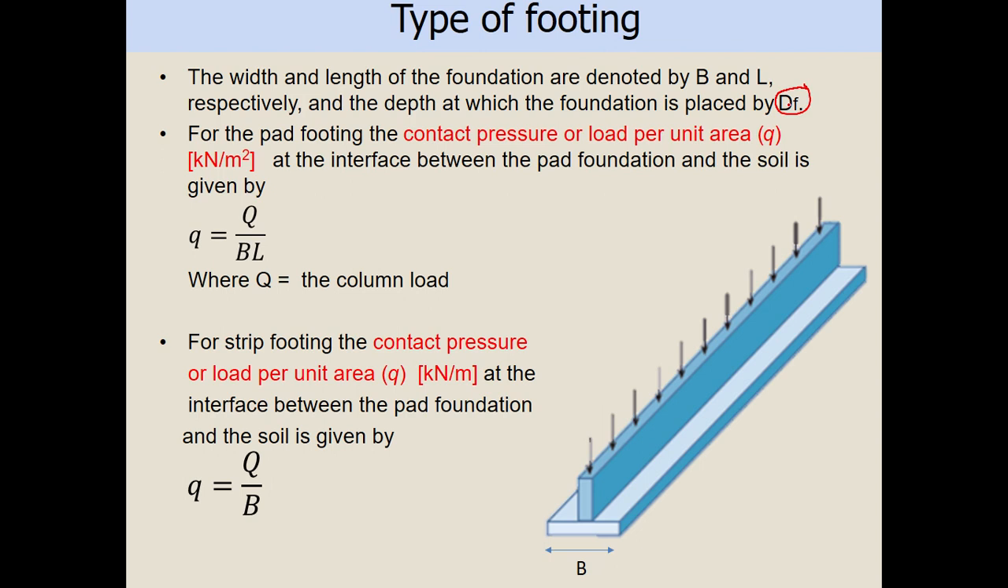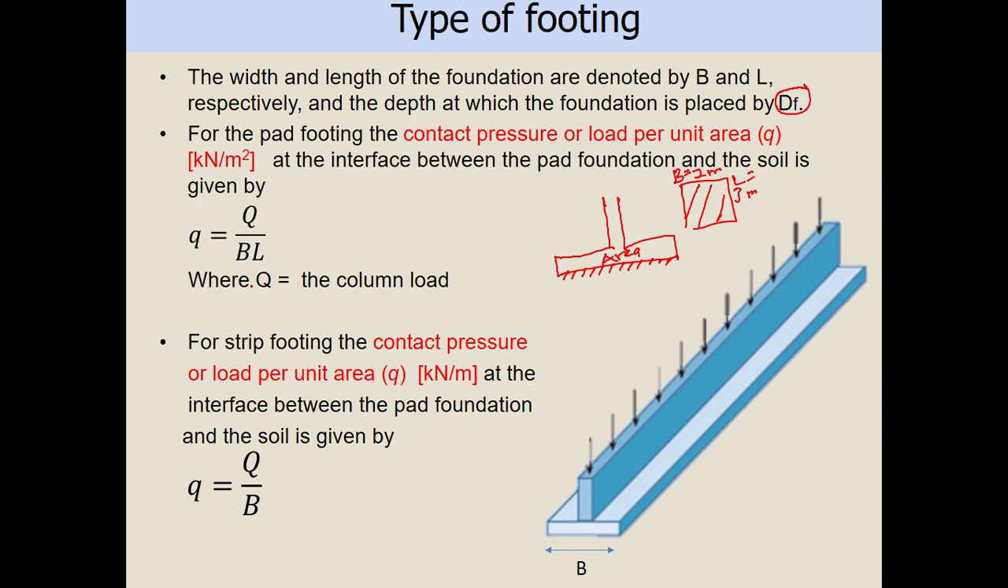For the pad footing, the contact pressure, or load per unit area, in kilonewton per square meter at the interface between the pad foundation and the soil is given by Q. Q is the contact pressure. This is the pad footing, for example. The contact pressure is the pressure underneath the footing. So if you have a 2 meter times 3 meter footing, you have to calculate the area here. B equals 2 meter, and L equals 3 meter.